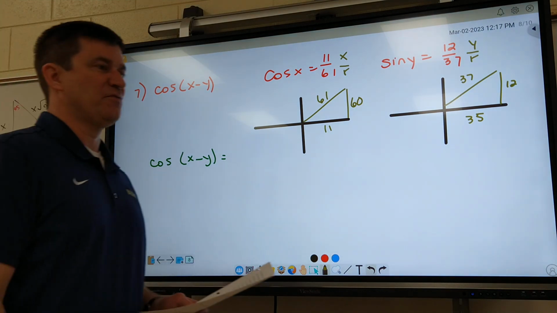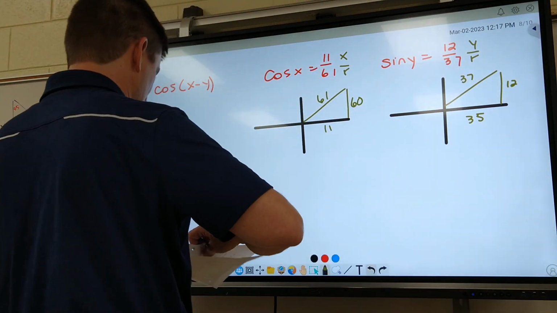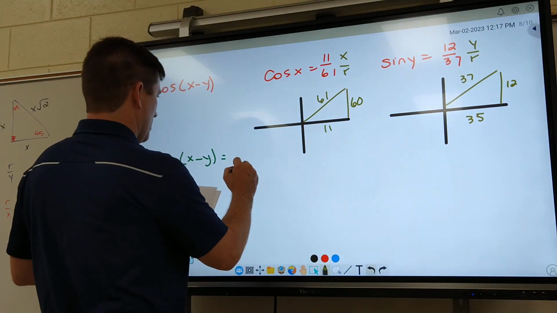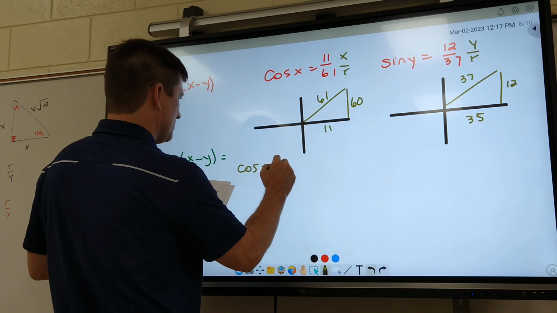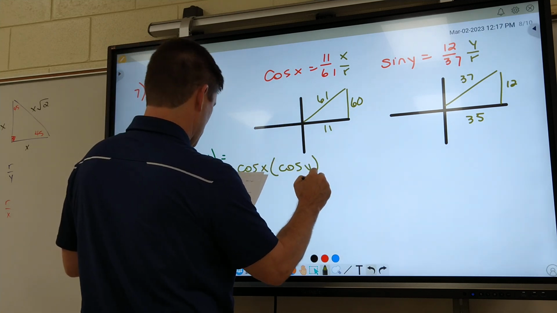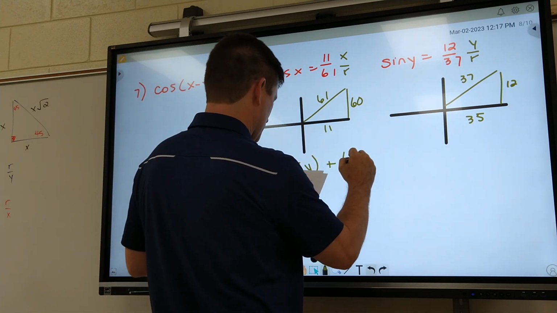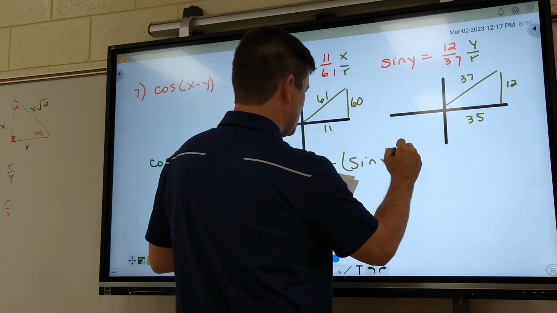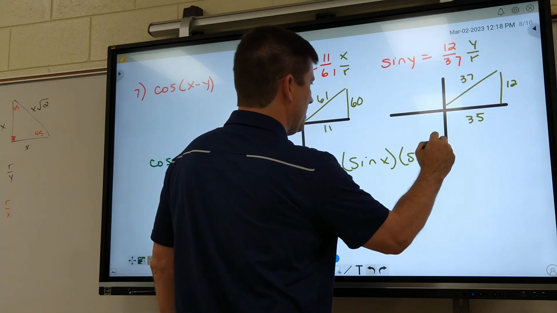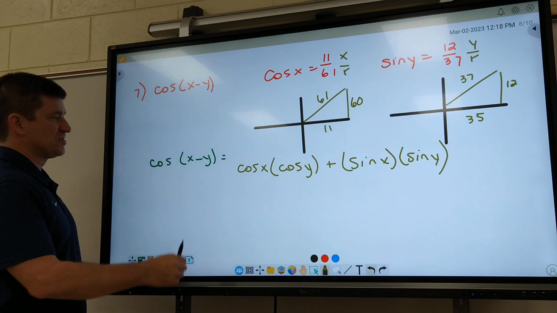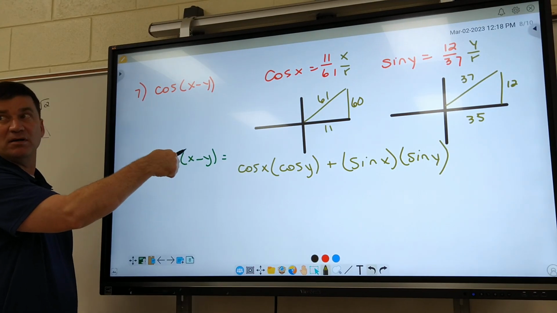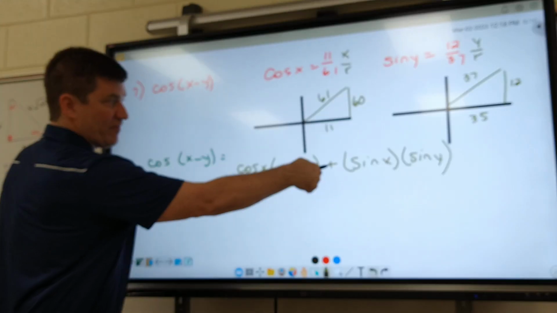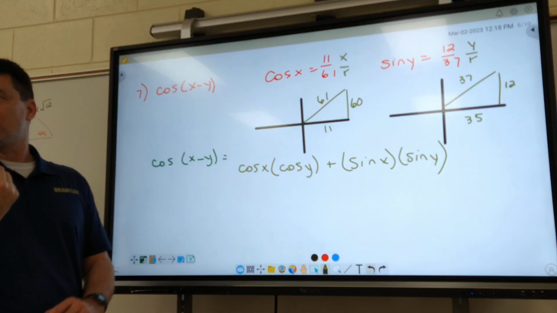All right, so now I need the formula for cosine of x minus y. It's cosine of x, cosine of y, plus sine of x, sine of y. I've had some kids miss this one. They just assumed if it had x minus y in the problem, then the formula would have a minus in the middle, but actually that formula has a plus in the middle.